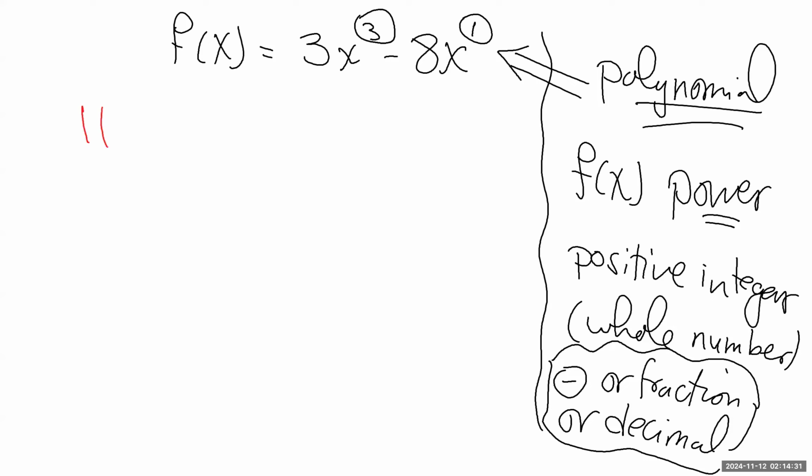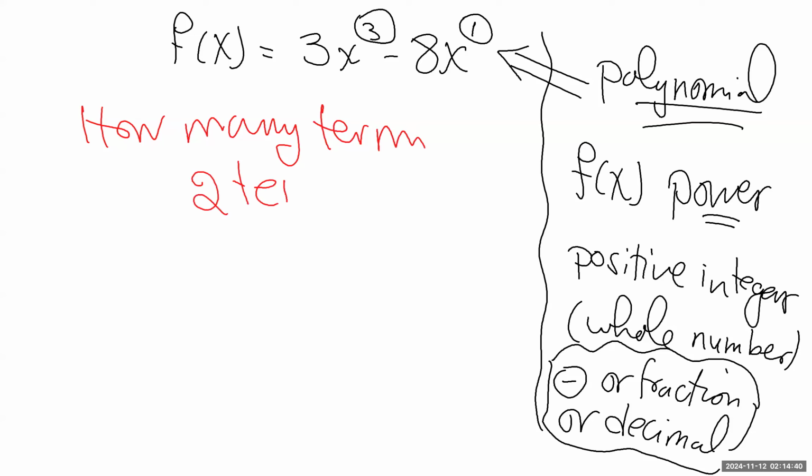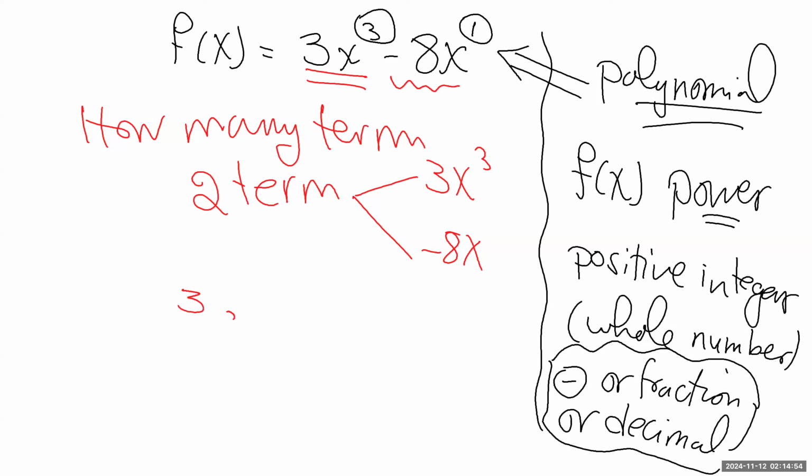And if you look at this polynomial, how many terms does it have? We have 2 terms, as this one is the first term, 3x power 3, and this one the second term, which is negative 8x. So we have 2 terms, 3x power 3 and negative 8x. And you can see that the 3 and the 1 are whole numbers, as we said. So this one is going to be considered a polynomial.